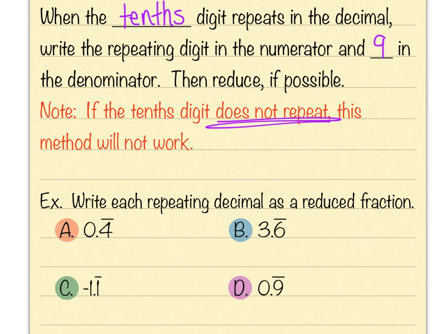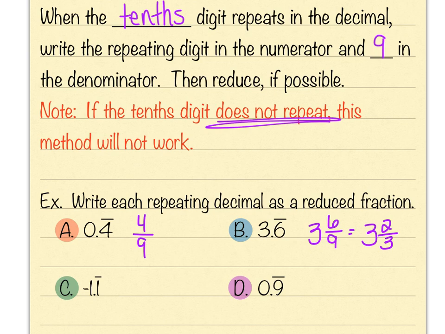So we need to write these repeating decimals as reduced fractions. In the first example, it says 0.4 repeating. So that tenths digit is repeating. So we're going to write that repeating digit 4 over 9. 4 goes in the numerator, 9 goes in the denominator. So 0.4 repeating is 4/9. It's as easy as that. For example B, 3.6 repeating would be 3 as the whole number, and then 6 over 9, which of course that one actually can reduce to 3 2/3. So you probably remembered from all the math problems you've done this year that 2/3 is 0.6 repeating.